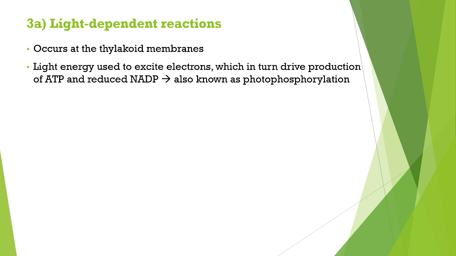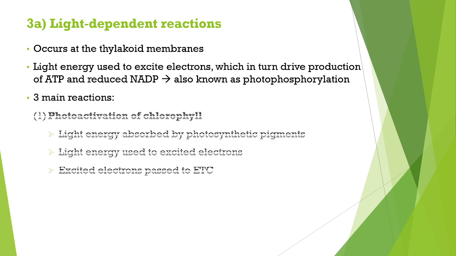All right, so we're looking at the light-dependent reactions first. Again, at the thylakoid membranes, that's where the photosynthetic pigments are, and that's where light-dependent reactions occur. Light energy is absorbed by the photosynthetic pigments to excite electrons, which then make ATP and reduced NADP. Okay, so three main reactions.